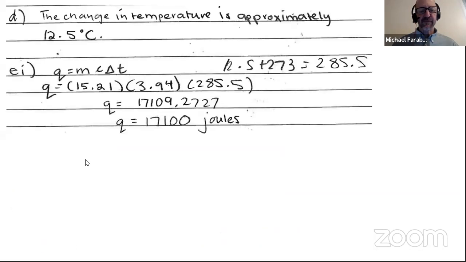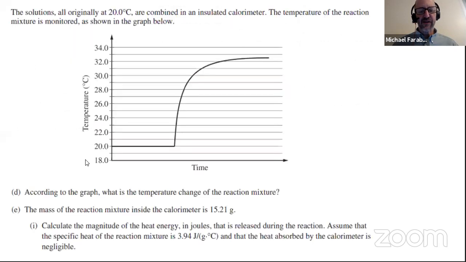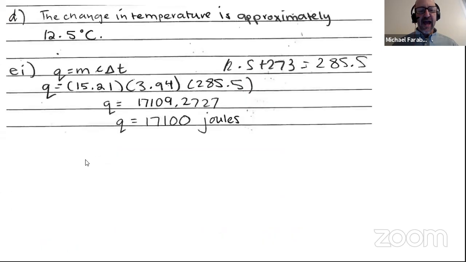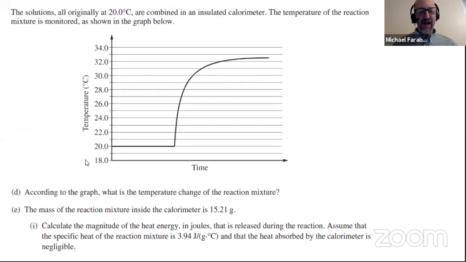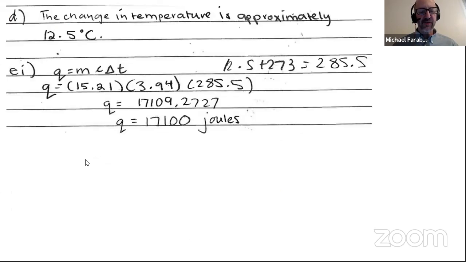They have a delta T of 12.5 degrees. Again, you can go back and look at that graph and see if 12.5 degrees makes sense to you for a delta T. And they use mc delta T. So the 15.21, it's kind of hard to figure out where that number came from. We would have to go back and read that it's in the stem of the question, not any kind of table. Okay, they say right there, 15.21, that's the mass of the reaction mixture. They were given the specific heat capacity of 3.94. And then what they did on the side, you can see that they converted the temperature from Celsius to Kelvin by adding 273. So their delta T is 285.5. And then they did the math.